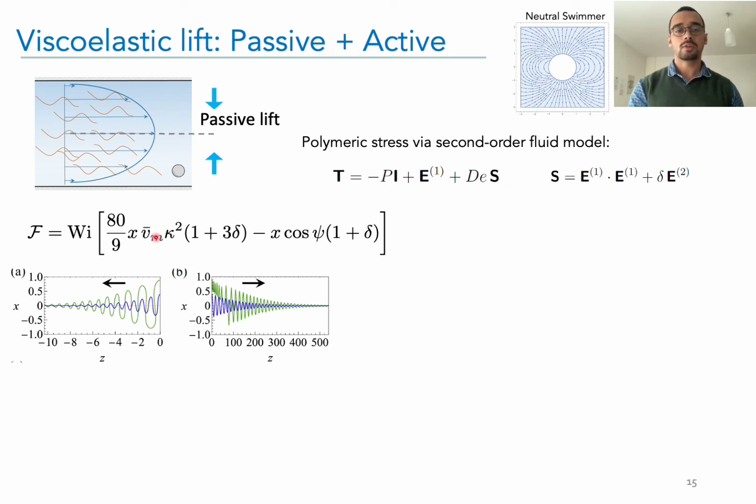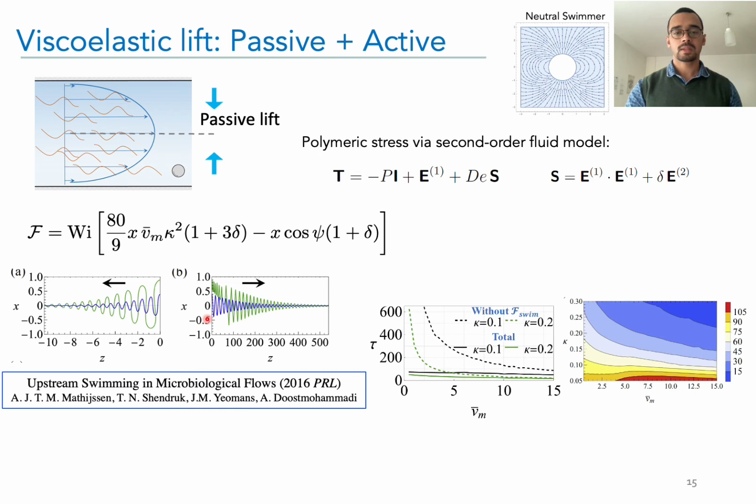So now following the previous framework, we find the passive and the active lift, and when we plot the trajectories of the swimmer, we find that both upstream and downstream are centerline stable, and this is consistent with the linear stability analysis that we do. Now a similar work was also done using a second order fluid model by Yeomans' group, and they did not take the active lift into account. They just took the known passive lift into account, and they showed that it goes to the center line.